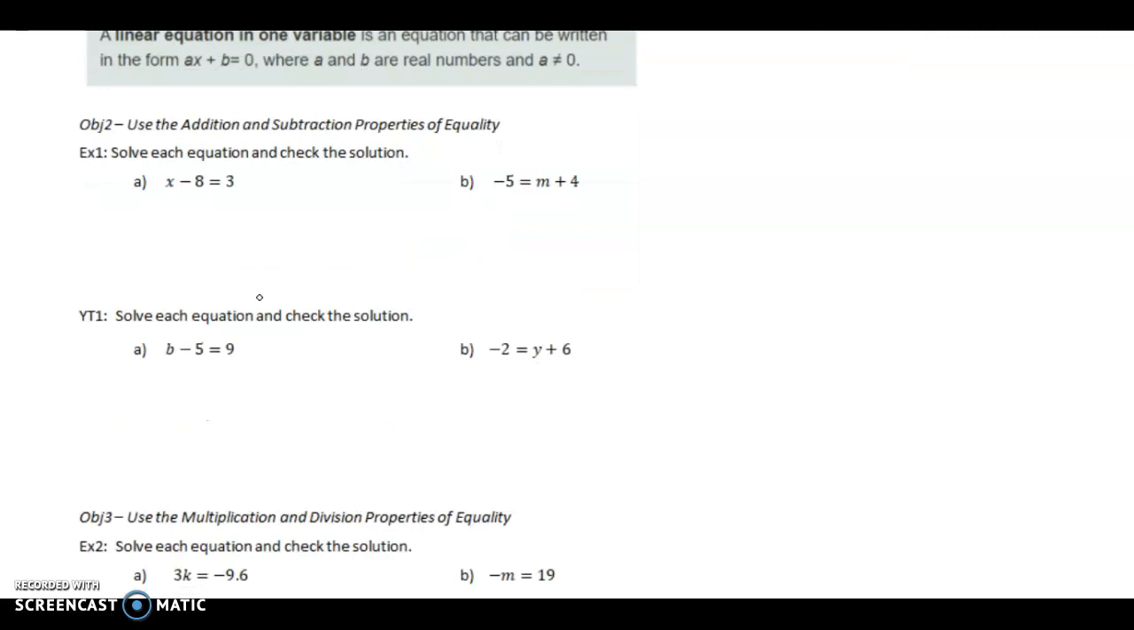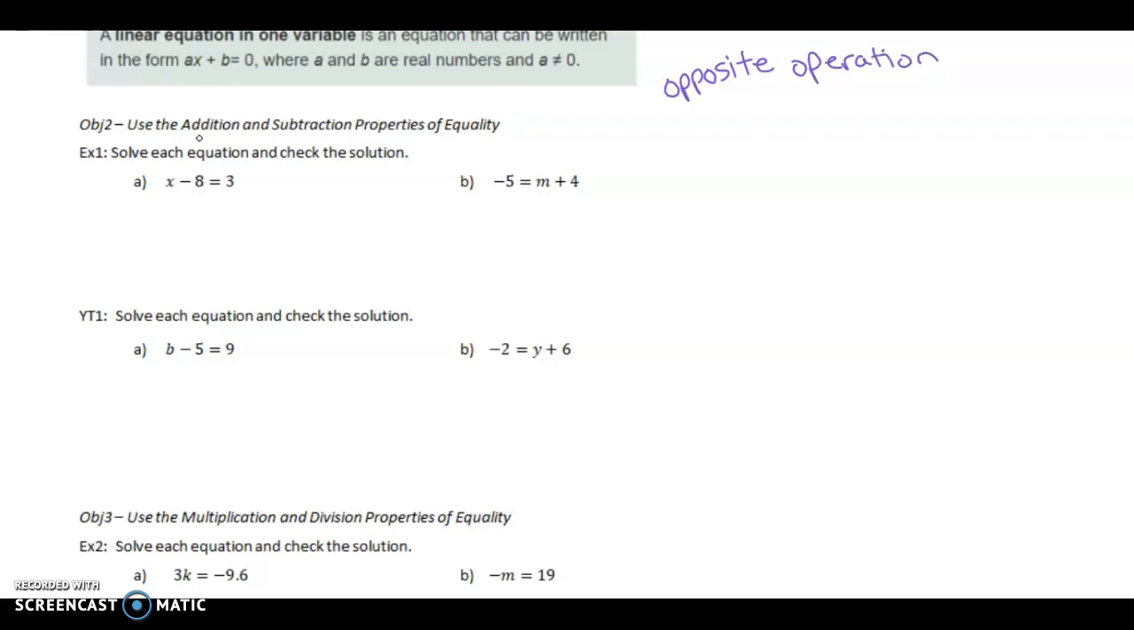So looking at example 1, we're going to use the addition and subtraction properties of equality, which means that if you add something to one side of the equation, you have to add it to the other. If you subtract something from one side of the equation, you have to subtract it from the other. And the idea in solving is that we're going to use the opposite operation to solve.